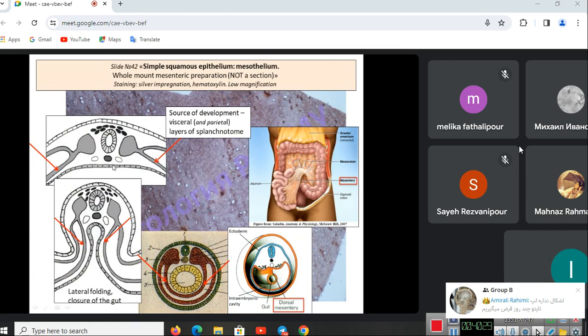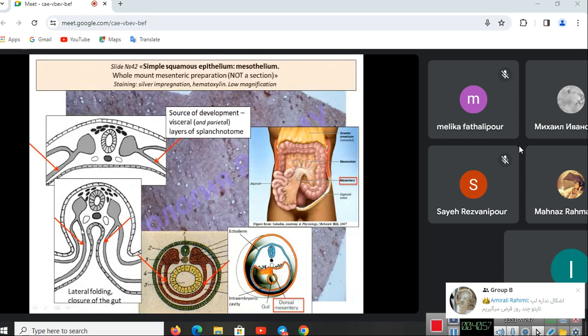So, what happens with the embryo? In the picture below, we can see that the lateral folding happens, and now we should look at these visceral layers of splanchnotome. What will happen to them? The endoderm will close and make the gut. Now it is shown with yellow color here.